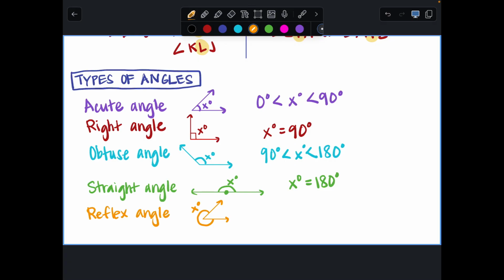So a reflex angle is the angle outside of an acute angle. So it is between 180 and 360 degrees.